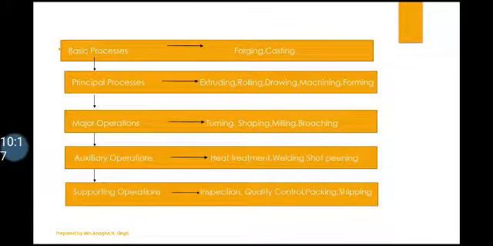You can see here basic processes: forging, casting. Principal processes: extruding, rolling, drawing, machining, forming. Major operations: turning, shaping, milling, broaching. Auxiliary operations: heat treatment, welding, shot peening. Supporting operations: inspection, quality control, packaging and shipping.